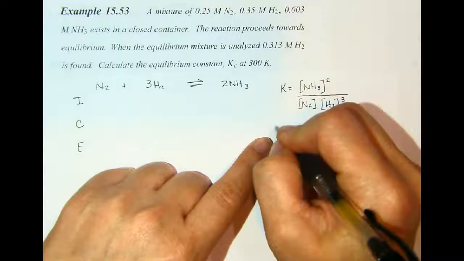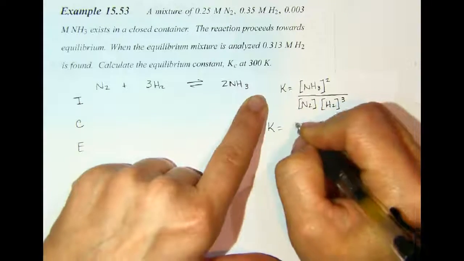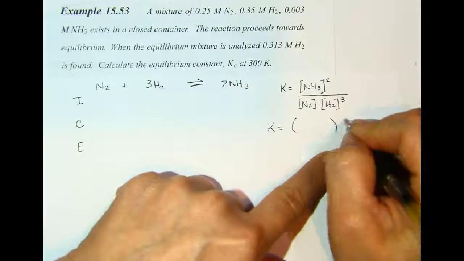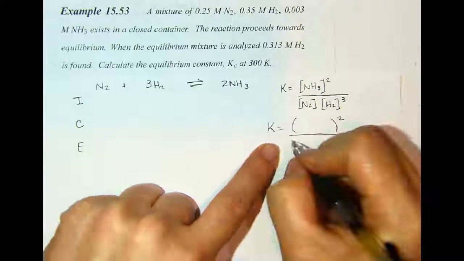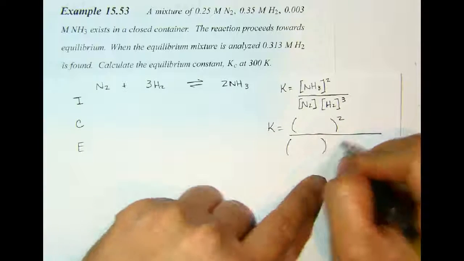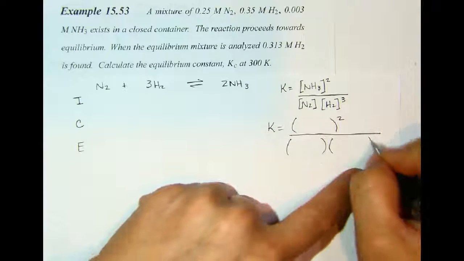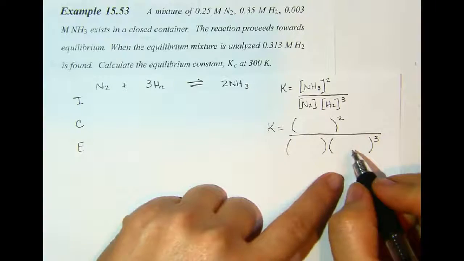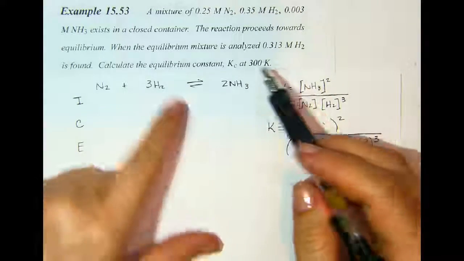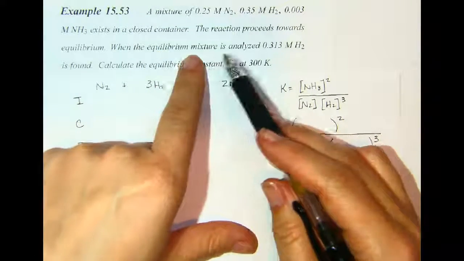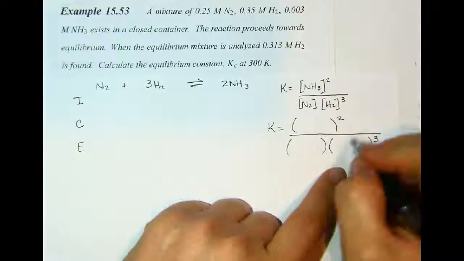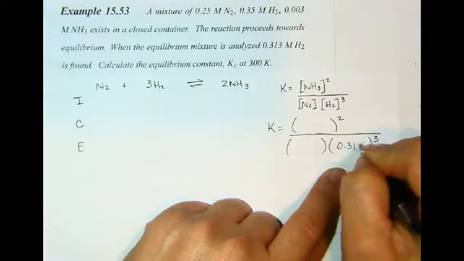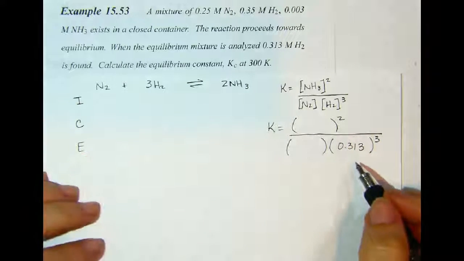In order to find K, I'm going to have to take whatever the value of ammonia is at equilibrium and square it. And then I'm going to have to divide by the value of nitrogen times the value of hydrogen cubed. We actually do know the value of hydrogen. They tell us when the equilibrium mixture is analyzed, 0.313 molar hydrogen is found. So I do know that this value right here is 0.313. But what are the other two?